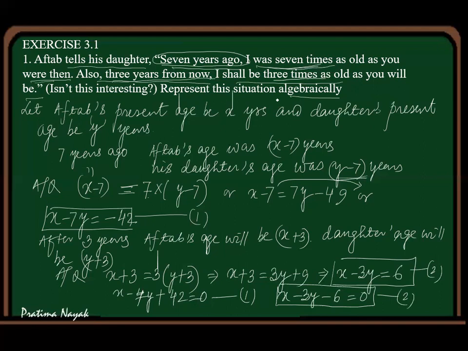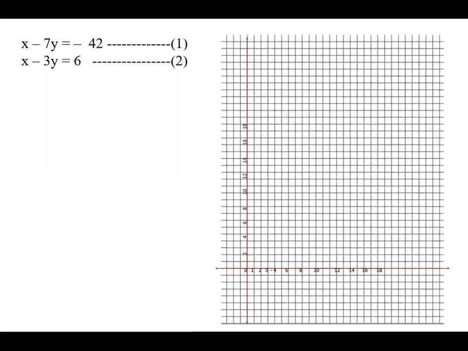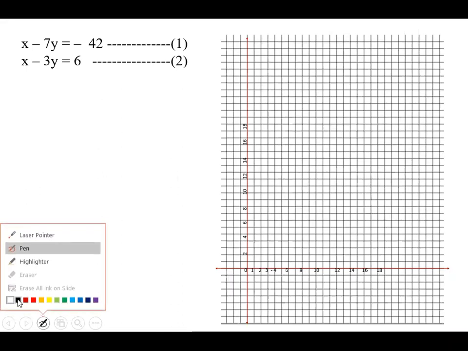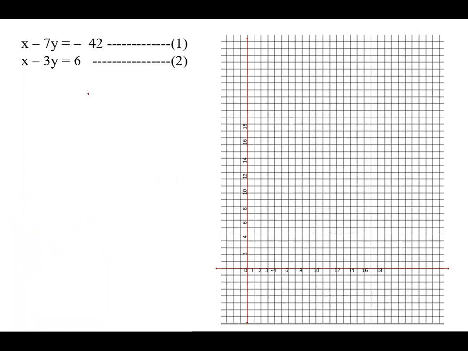So we represent the situation algebraically. Now we will represent it graphically. So I've taken a graph paper. First I'll draw the graph of this equation. So x is equal to minus 42 plus 7y, or I'll write 7y minus 42. Next I'll give a value to y. For example, y I am taking as 6. Then x will be, in place of y, I will put 6.